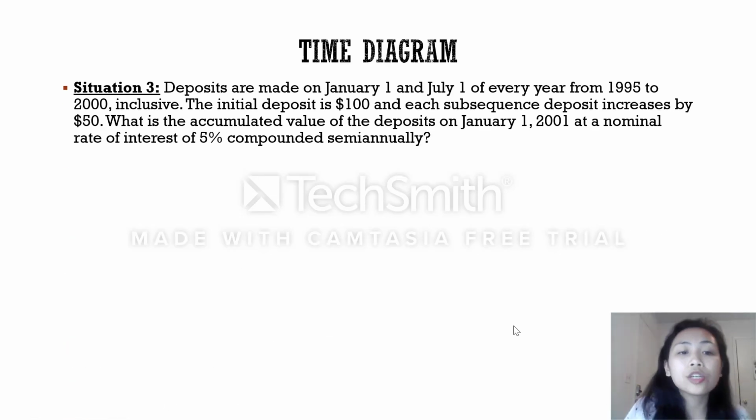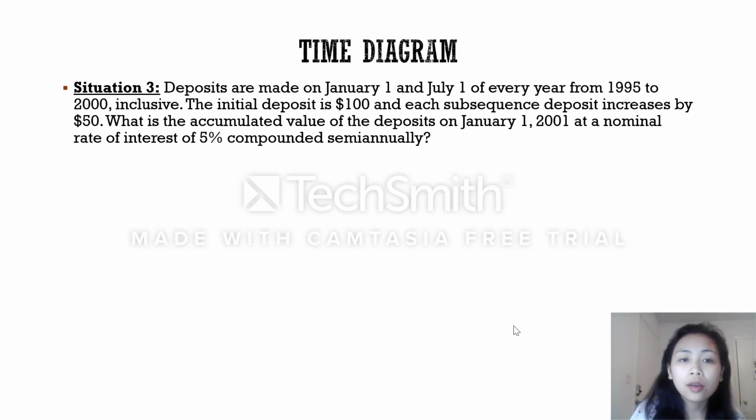Example, situation 3. Deposits are made on January 1st and July 1st of every year from 1995 to 2000 inclusive. The initial deposit is $100 and each subsequent deposit increases by $50. What is the accumulated value of the deposits on January 1st, 2001 at a nominal rate of interest 5% compounded semi-annually?